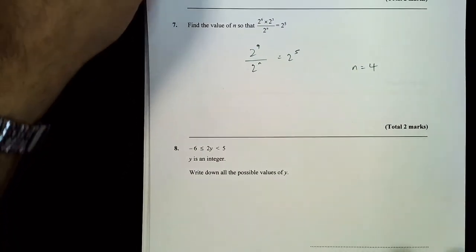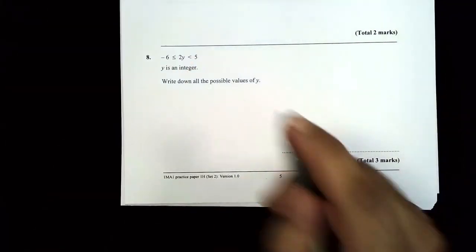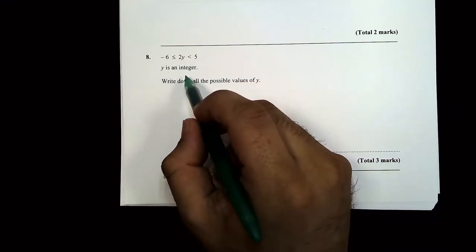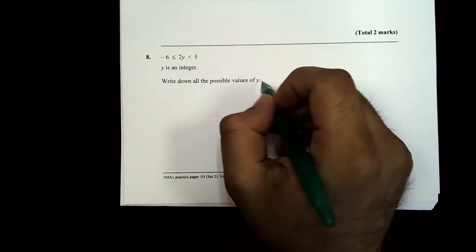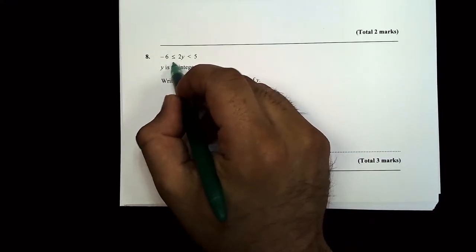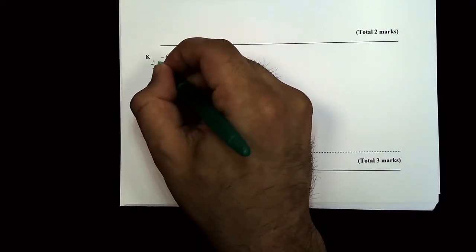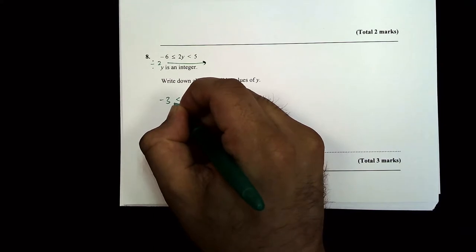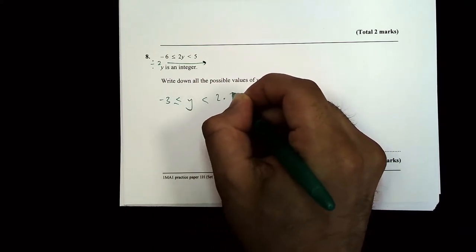Next, this is an inequality question. It says minus 6 is less than or the same as 2y, which is also less than 5. Y is an integer. Write down all the numbers it could be. Well, first thing I'm going to do is divide through by 2, because if I've got 2y in the middle here, I need to divide this side by 2 and divide that side by 2. So divide all the way through by 2. That gives me minus 3, smaller than or the same as 1y, smaller than 2.5.